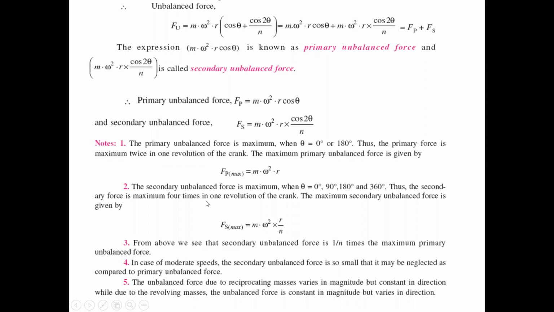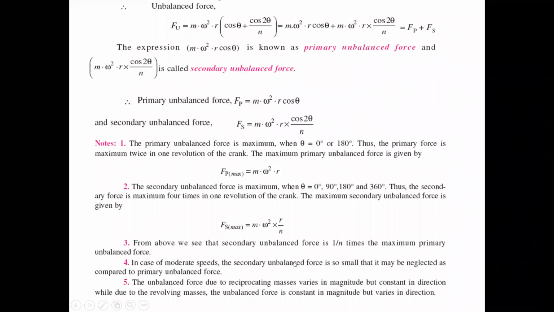In this, some cases may also be given. These cases show where we get the maximum primary force: when theta is 0 or 180 degrees, the force value is maximum. Similarly for the secondary force, the maximum values occur at theta equals 0, 90, 180 and 360 degrees. Why? Because of the 2 theta here. These are where we get the maximum secondary forces.